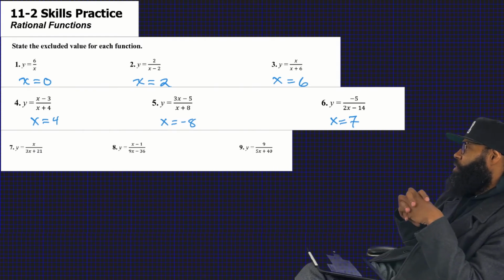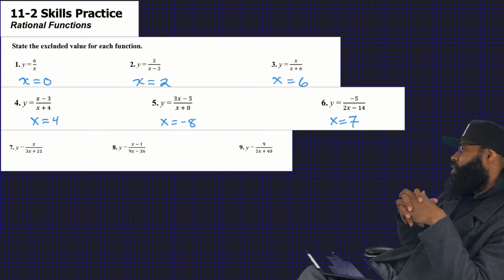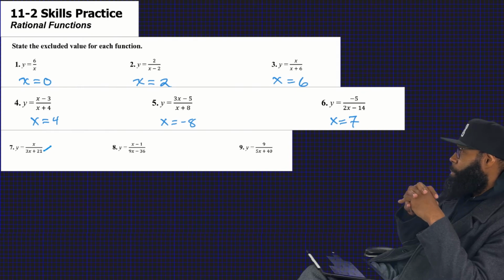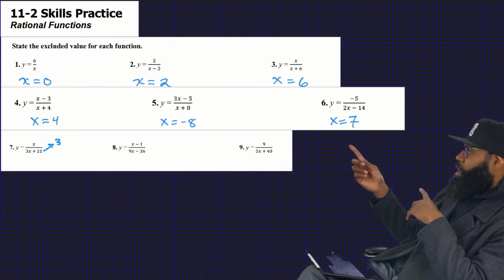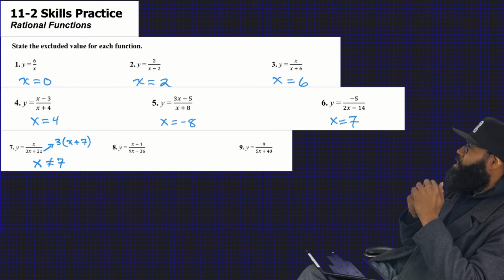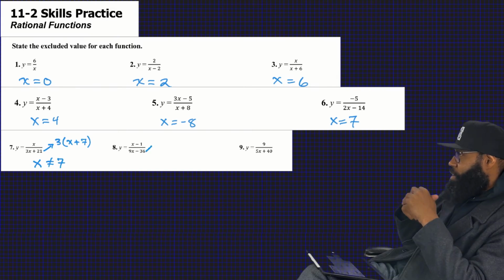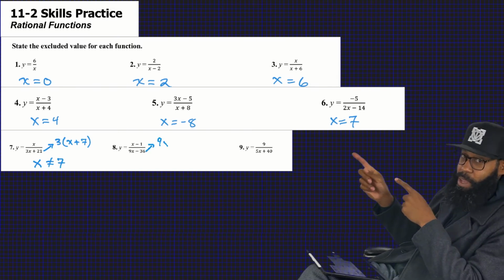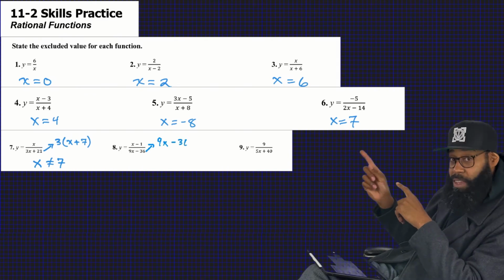So with number 7, y is equal to x divided by 3x plus 21. Go ahead and recognize 3 and 21. So taking out your 3, x plus 7. So again, if x was 7, that should be negative. Pay attention, Mr. Kraft.